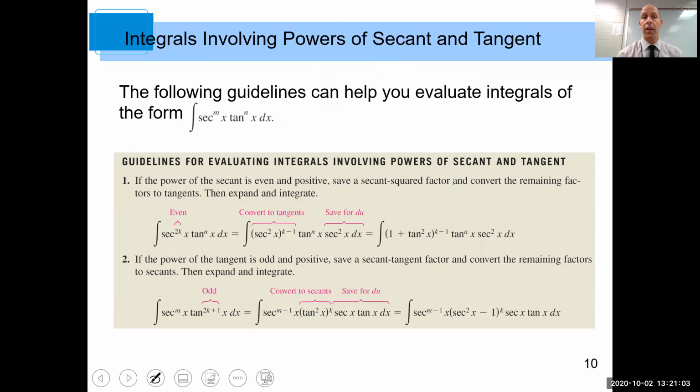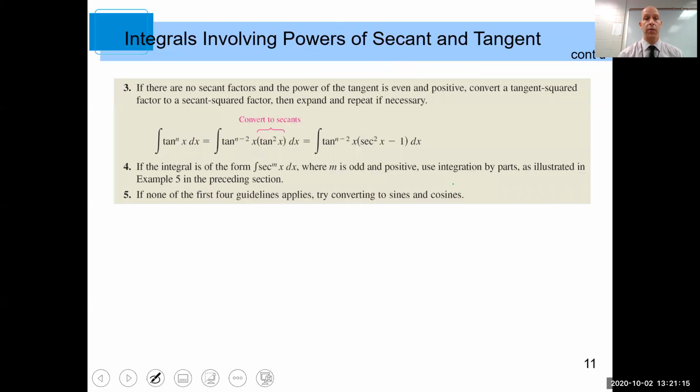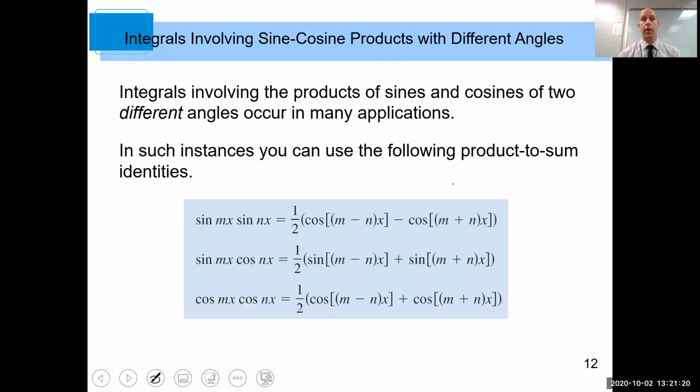Again, I'm providing you some guidelines here for doing these integrals involving secants and tangents. It is very similar to sines and cosines, and that's all I think I want to say about that. And it goes on to this next page. Okay, two more things here before we wrap this one up.